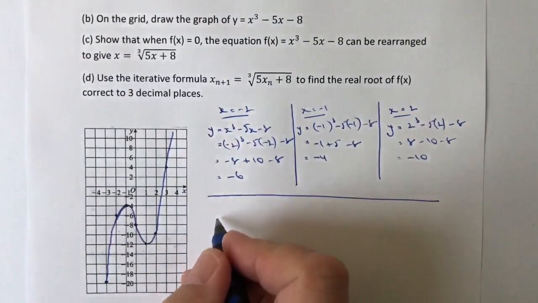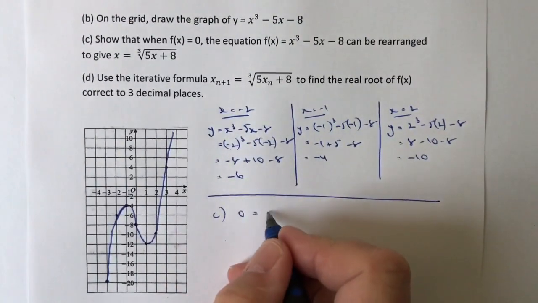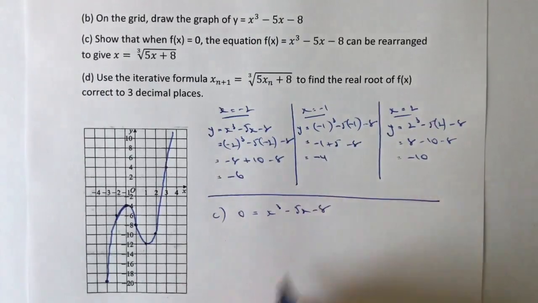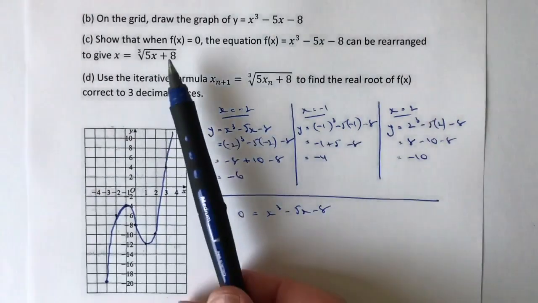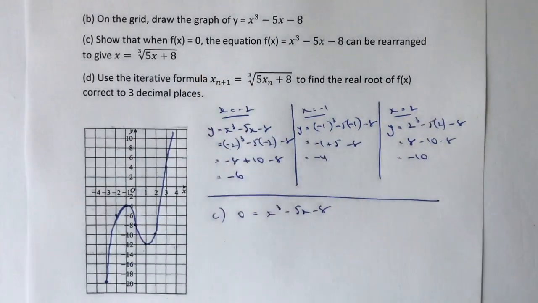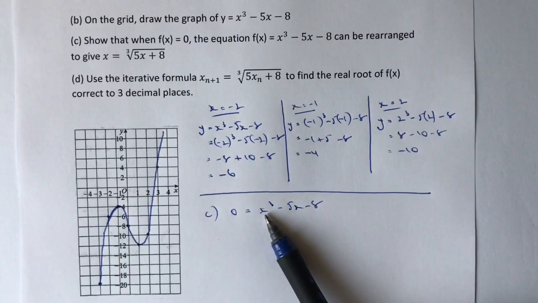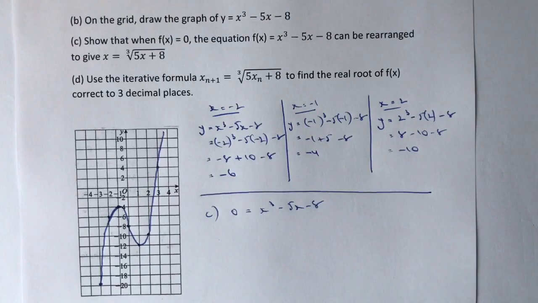So in part C here, I've got 0 equals x cubed minus 5x minus 8. I need to make it look like this. Now, as I mentioned in the previous videos, because there's a cube root, we've got to use this particular value of x. So we're going to make x the subject, because we know we need to cube it at the end.